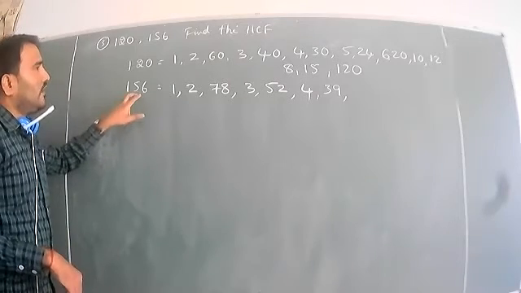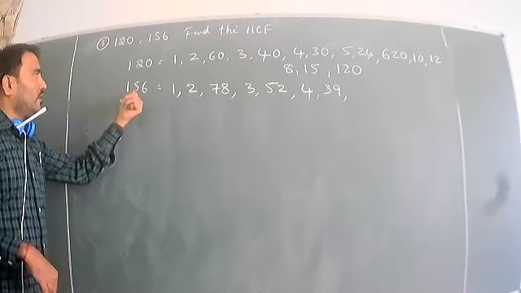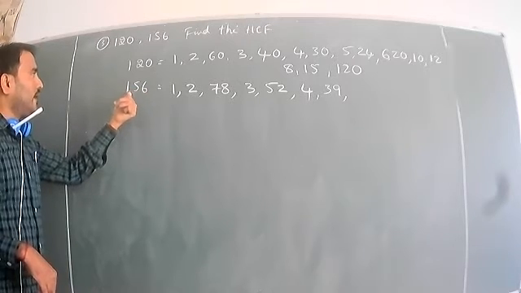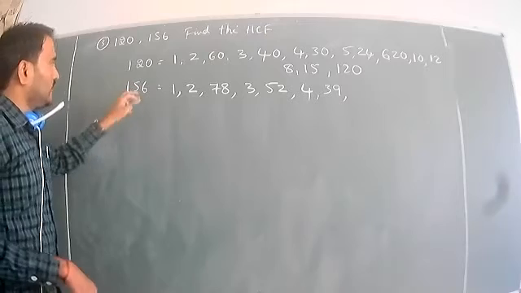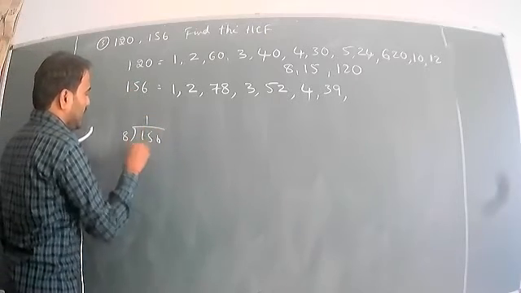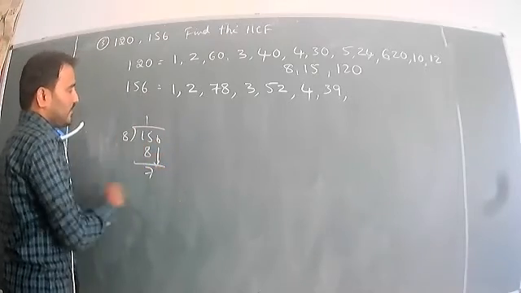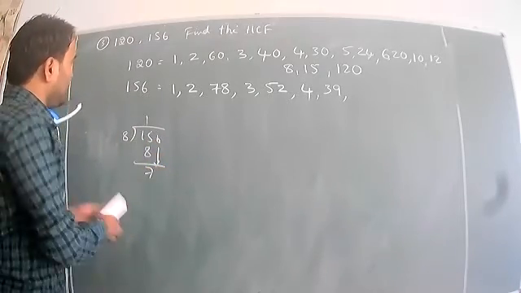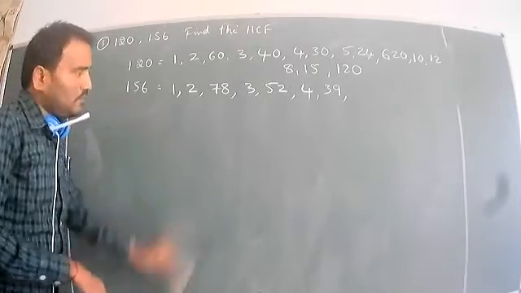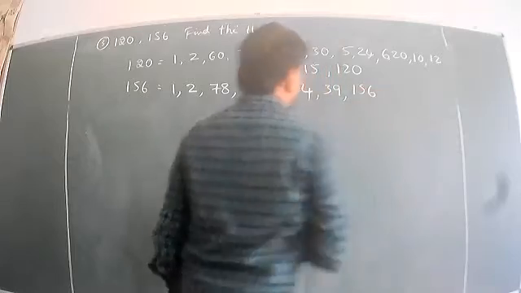8 can be checked. 8 ones are 8, 8 twos are 16, 8 nines are 72, cannot divide. 8 cannot be divided. Next 9, it is not divided. 10, no. I will go directly to 156.